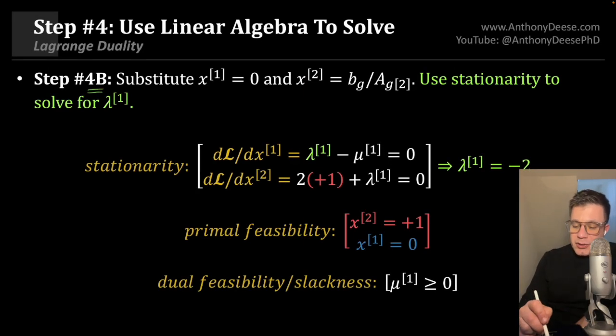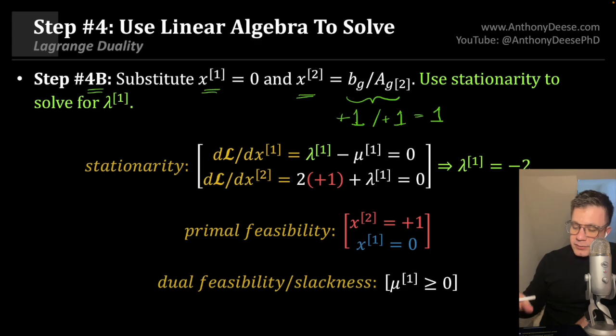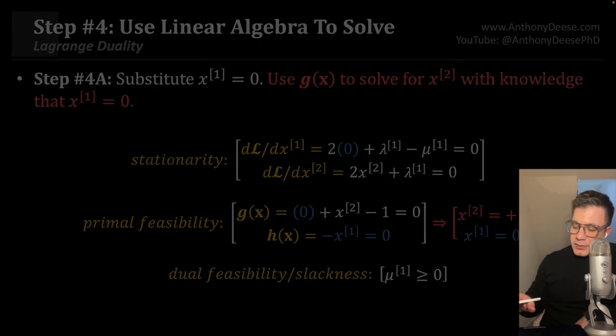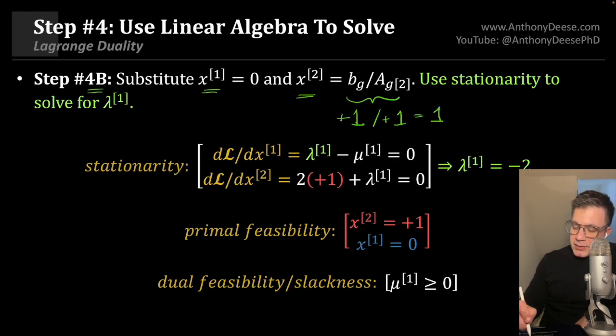Step 4b, substitute in our known x values. So this, I apologize, is when I was using coefficients instead of the actual value. So this is equal to plus 1 divided by plus 1, which equals 1. Anyway, so we take these values. You can see we plug them in here. So we end up with 2 times 0 plus lambda minus mu. And then we would plug in here a value of 1. So we would end up with 1 plus lambda equals 0. And so that's what we end up with.